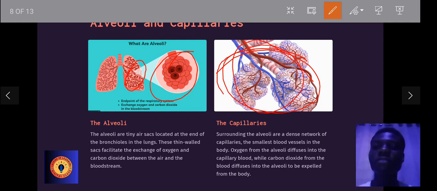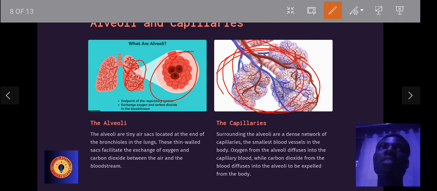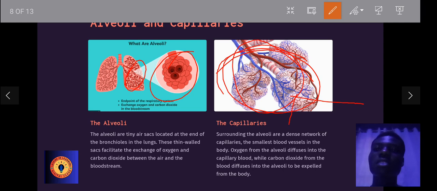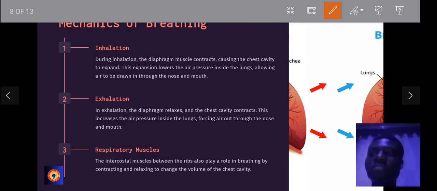Oxygen from the alveoli diffuses into these capillaries into the capillary blood, while carbon dioxide from the blood diffuses into the alveoli to be expelled from the body. Wow, very interesting. So the air we take in comes into the lungs through this. It is in the alveoli that gaseous exchange occurs, where the capillaries take the oxygen from the alveoli into the bloodstream, and then the carbon dioxide is left in the alveoli to be expelled from the body. Very interesting. Now let's move on.